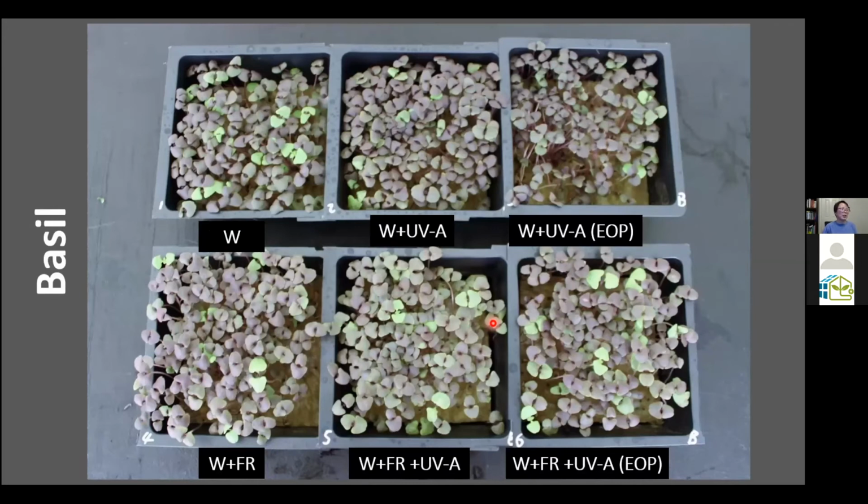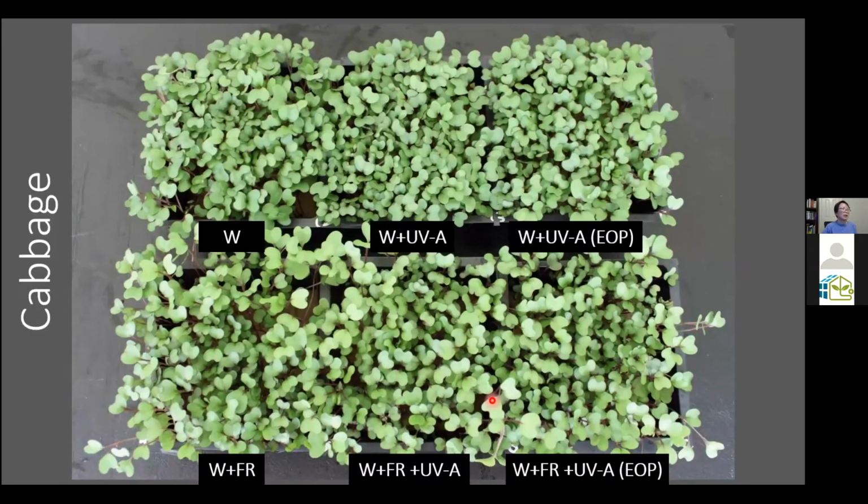And then for basil, we see some stretching on the bottom compared to the top, but not as obvious as the previous photo for arugula. And then for cabbage, we see some effect of UVA. Like this is the white, and this is white plus UVA, and UVA seems to make the small microgreen a little bit compact. And we also see the effect of far red, that they are becoming a little stretched.